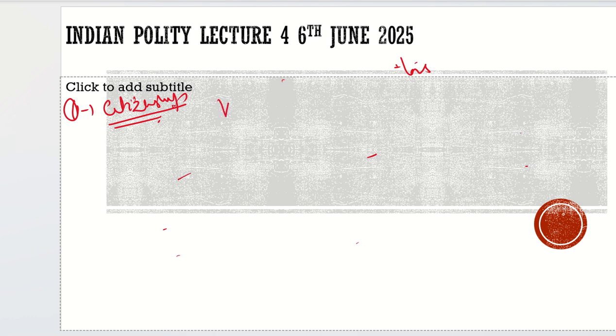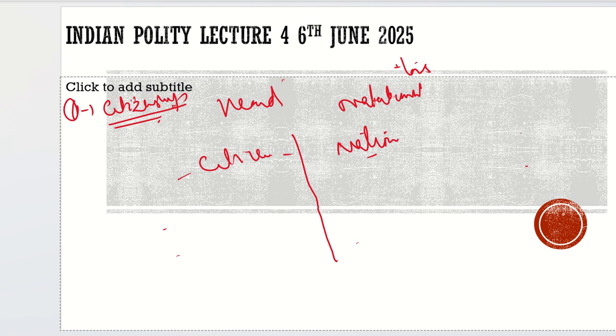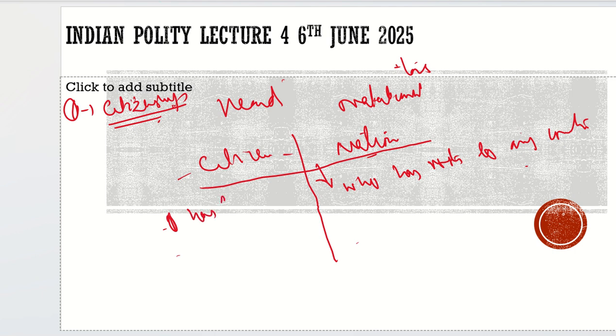You would have heard this word citizenship often, and you would have heard another word, national. Let's suppose here is a citizen and here is a national. You would have heard these two words often, and we often get confused. What is the difference between the two? Who is a national and who is a citizen? A national is anyone who has roots in any country. And a citizen is one who has legal abidance to that country. A national can be a citizen.